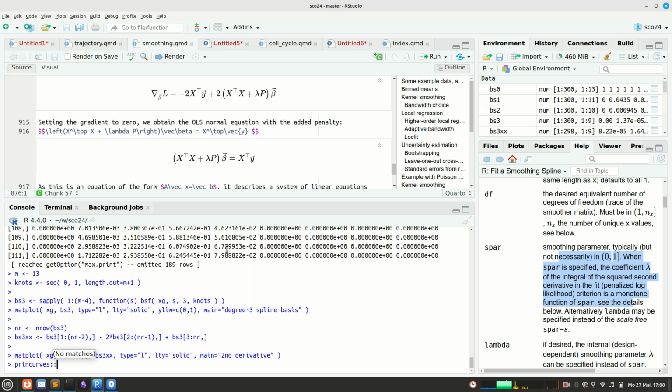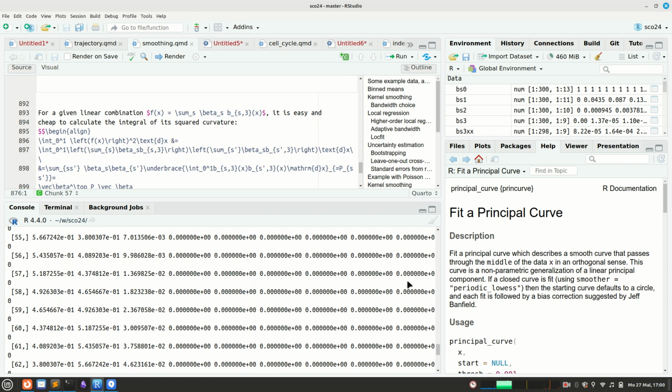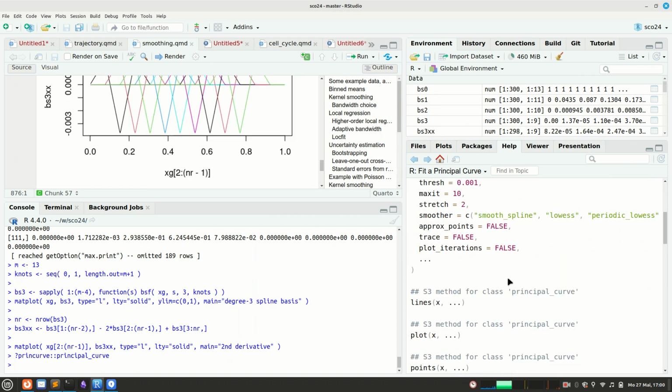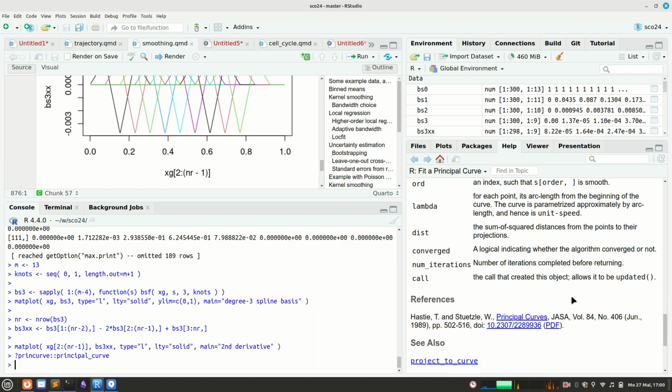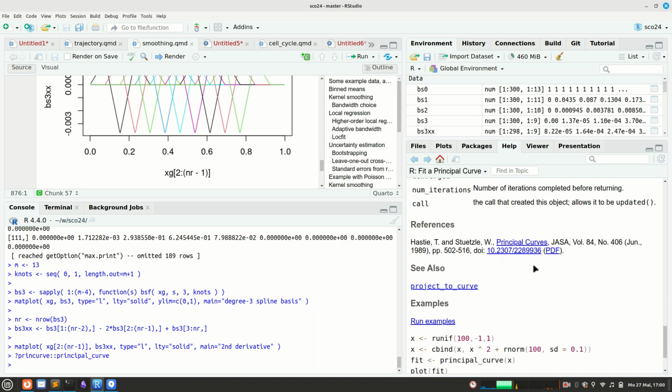It seems I don't have it installed. Curve. Principal curve. I use this function here, which goes back to an idea. This time it's not automobile engineers of the 60s, but it's Hastie and Stuetzle of 1989. So for mathematics, this is nearly contemporary, something from the late 80s. And I want to show you the idea that they came up with.